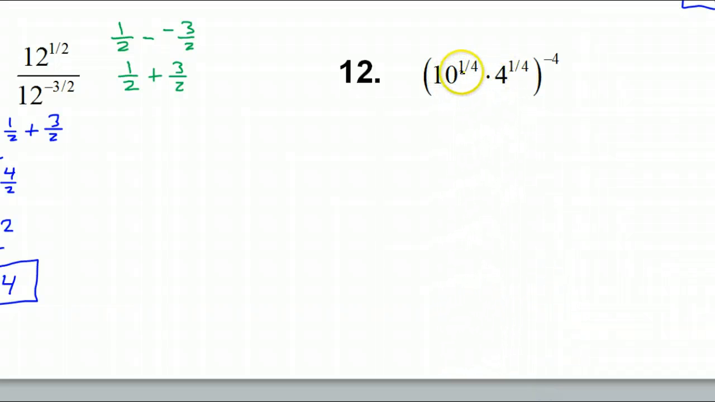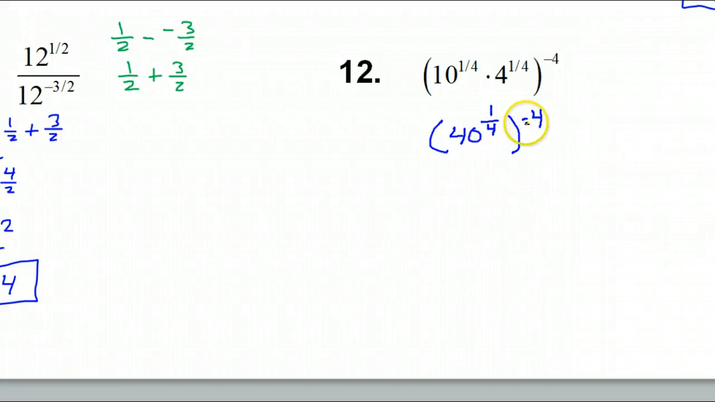Let's see. Inside of here, we have the same power. So that means we can go ahead and multiply these bases. So that is going to give me 40 to the 1/4 power. Now, I still got this negative 4 power out here. A power to a power you multiply. 1/4 times negative 4 is negative 1. So this will just be 40 to the negative 1 power.